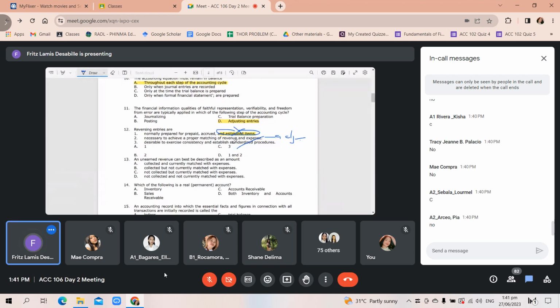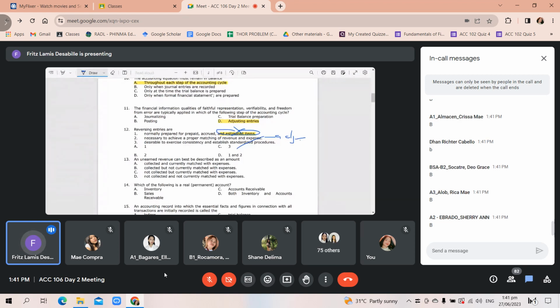Number 13. Unearned revenue can best be described as what? As an amount? So unsa man? Easy ra kayo ni. Unearned revenue. Na-collect nimo pero unsa man? Wala pa nimo na-render ang service, no? Not currently matched with expenses.